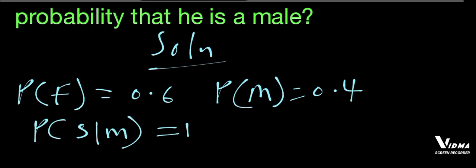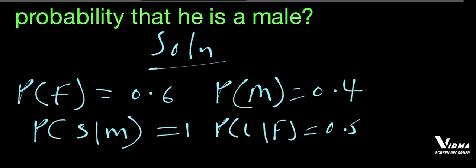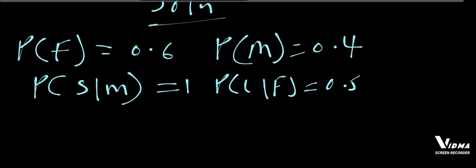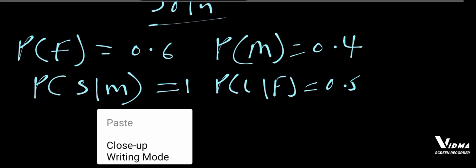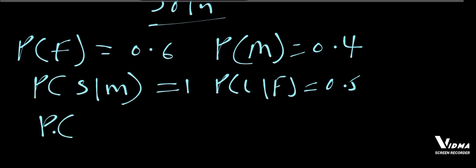And 50% of females have long hair. So the probability that you have long hair, given that you are a female, is 0.5. And 50% of females have short hair. So again, the probability that you have short hair, given that you are a female, is 0.5.